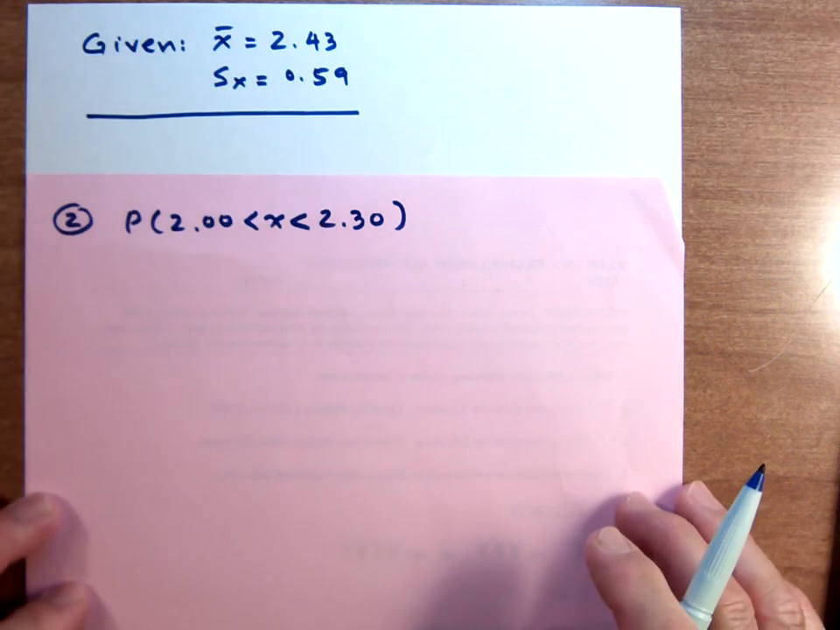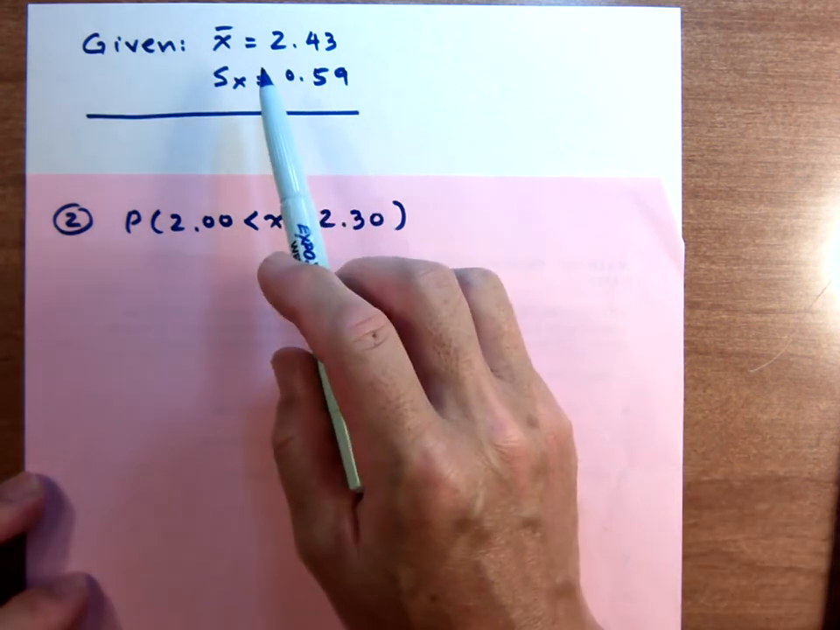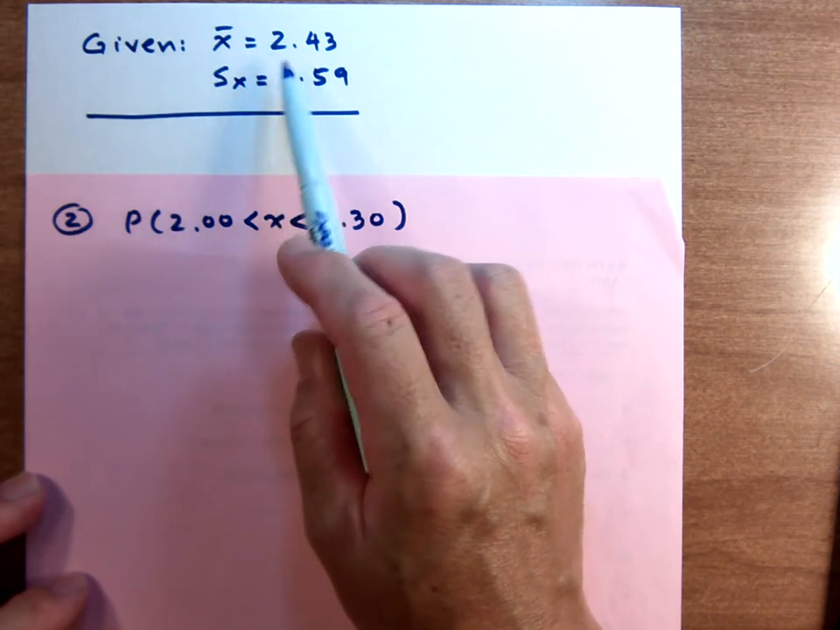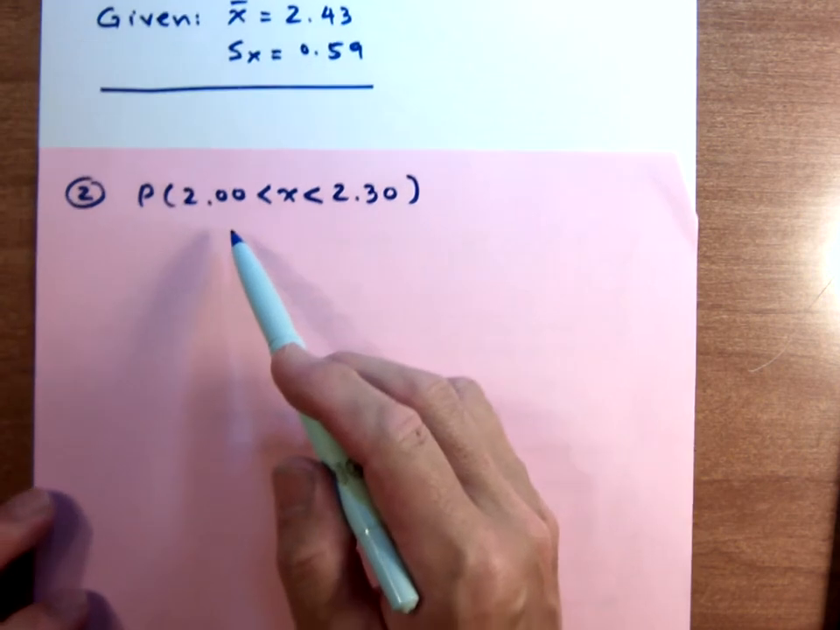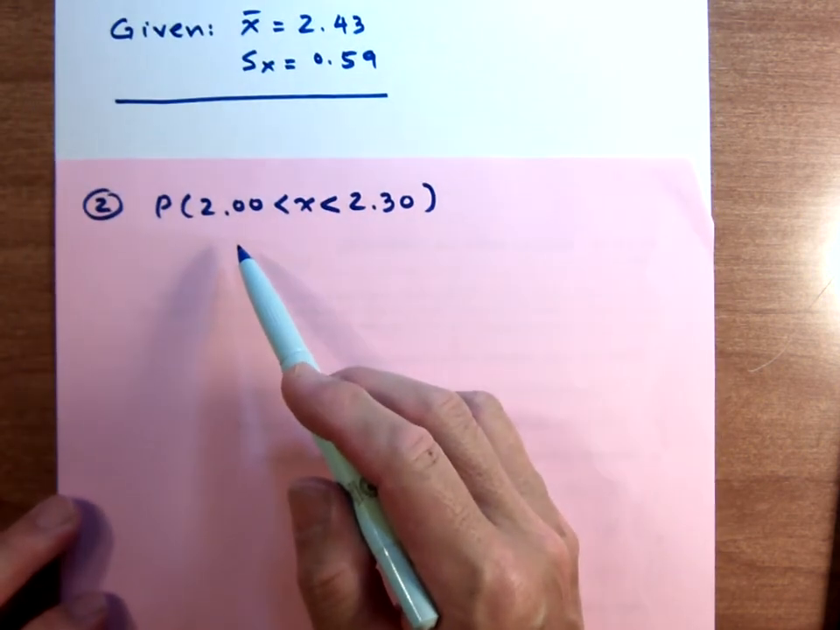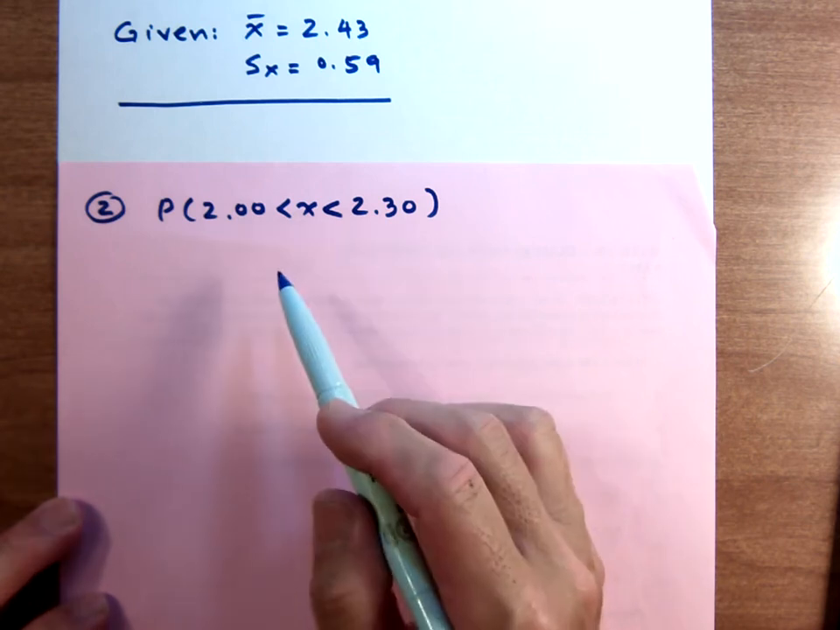Okay, in this video, we are going to do problem number 2. This is a follow-up from the previous video number 1. Again, the same sample mean and sample standard deviation. Here the question is: find the probability that x is between 2 and 2.3.